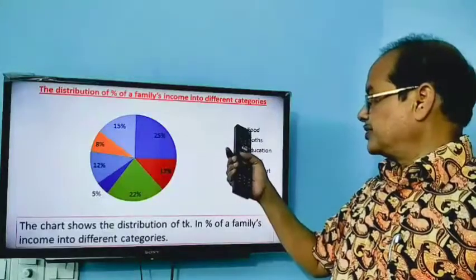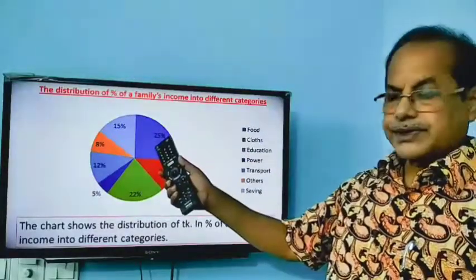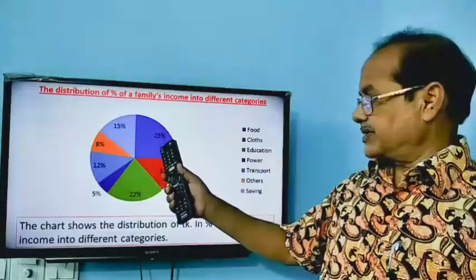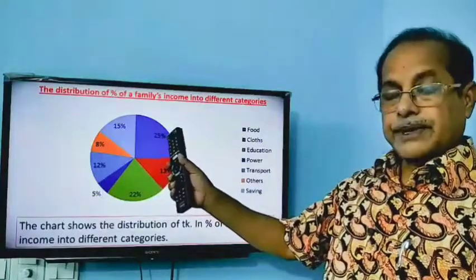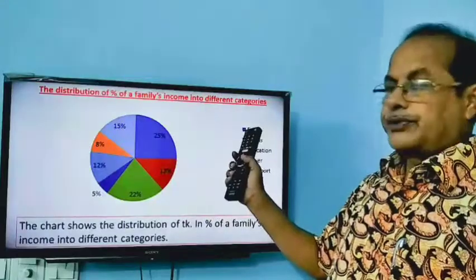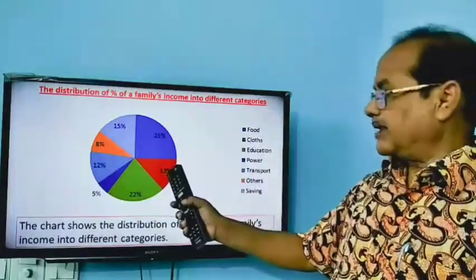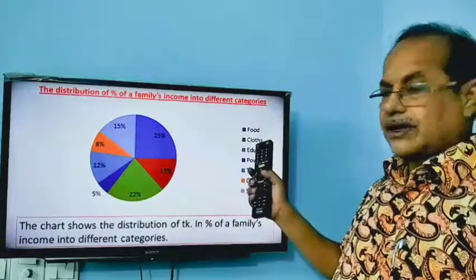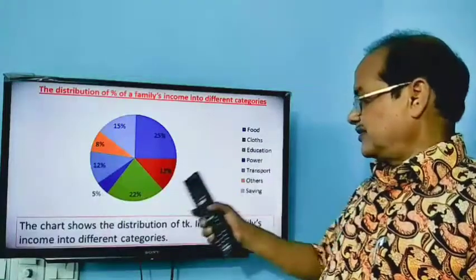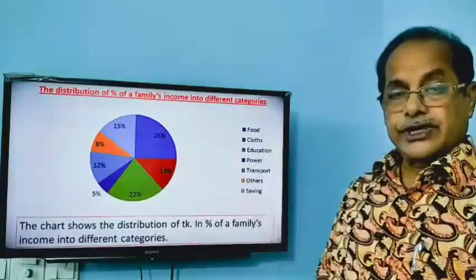You see, for food, he has to spend 25% out of his total income. If the salary is 40,000, 25% of that 40,000 is to be spent for buying food. He has to spend another 13% of his total income for buying clothes or dresses. Another 22% of his income he has to spend for education.